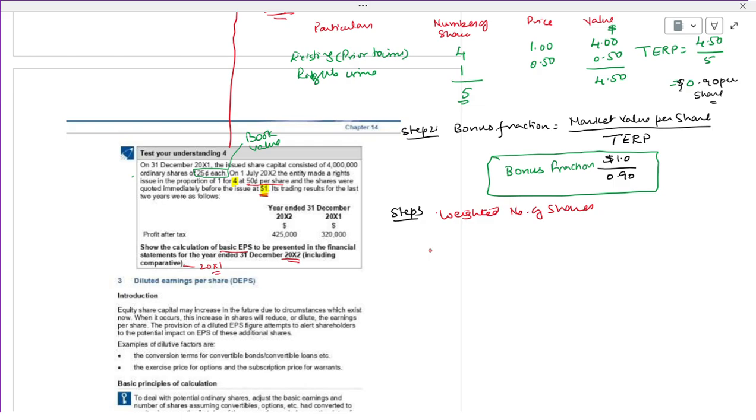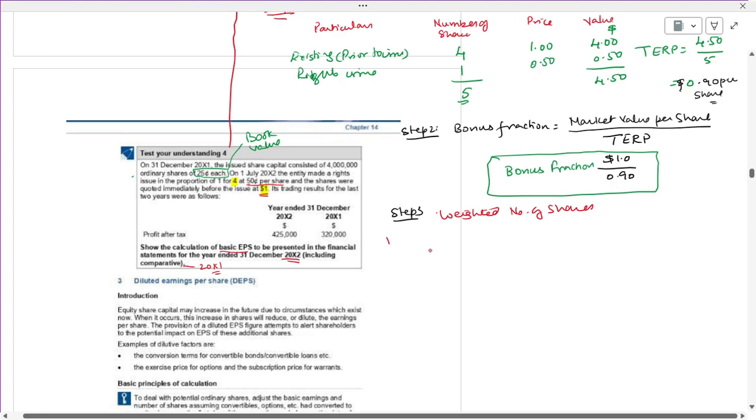Weighted number of shares. Fine. Now, weighted number of shares. How many shares are there? 1st January. Is it right? 1st January. Particulars, number of shares, N is number of shares, you have the bonus fraction, you have the year fraction, you have weighted shares.